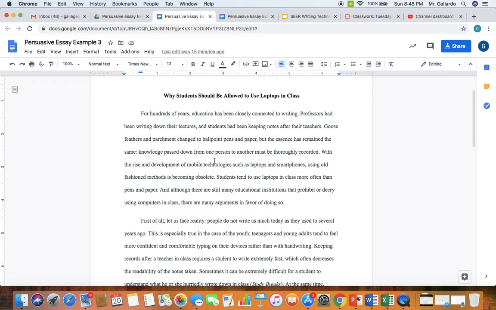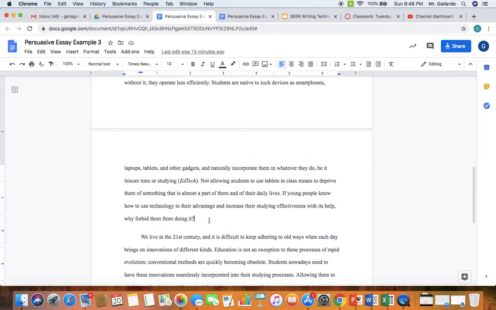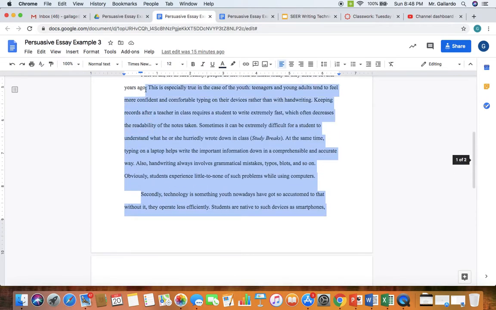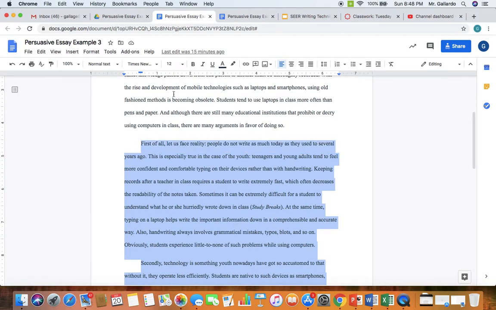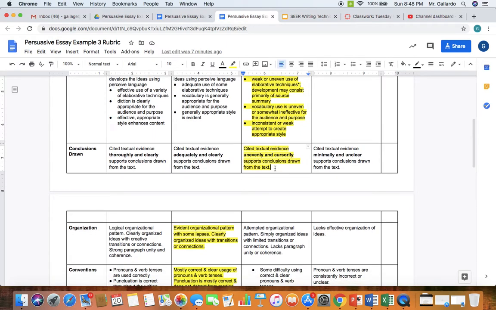The essay as a whole doesn't really do much to support why it matters that students use the laptops in class, and that is because it does not have enough information. Because at the very end, it does a very good job of explaining why the computers are needed, but because it is not supported in the body paragraphs, the conclusions drawn stays at a 2. It stays at a 2 for that one reason. Okay, so you need to make sure that you also give enough information so that your conclusions drawn is a 3 or a 4.